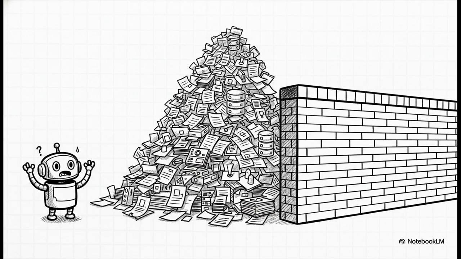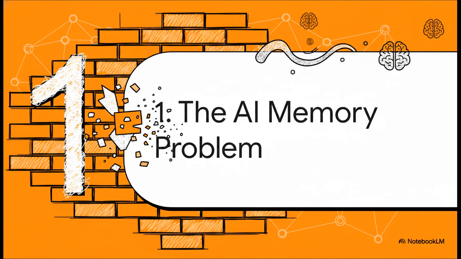So to make this real, let's imagine a company. We'll just call them TechCorp. Now they've got a massive 500 gigabytes of internal files. We're talking product specs, support tickets, HR policies, the whole shebang. They want an AI assistant that knows every single bit of it. But they're about to run into a huge wall. And that wall, it's the AI's memory.